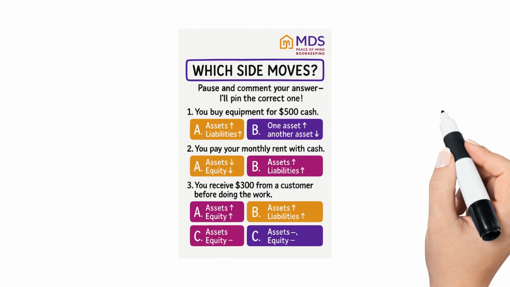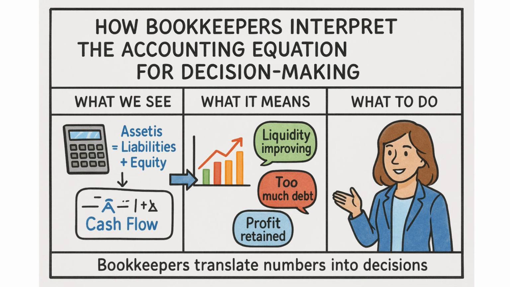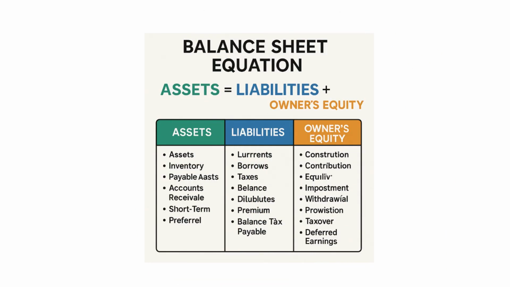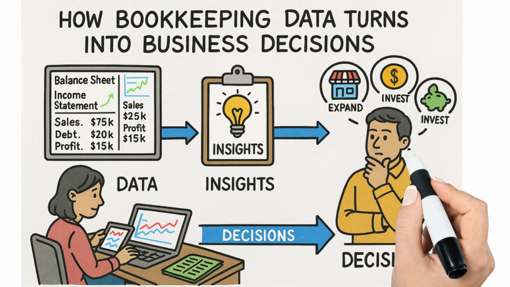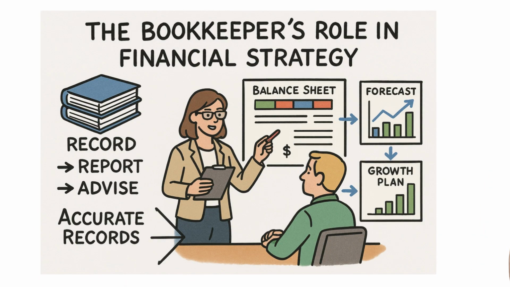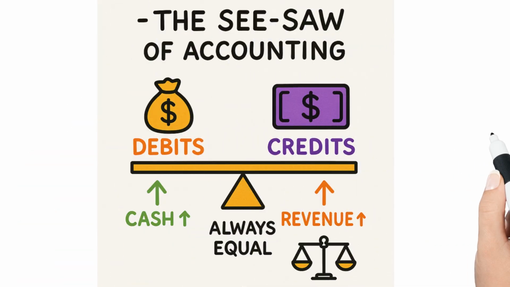As a general rule, assets, expenses, and owner draws have debit balances, while liabilities, equity, and revenues have credit balances. For every transaction, the total debits must equal the total credits. This strict equality is what protects the integrity of the accounting equation. We can even expand the equation to make it even more useful.